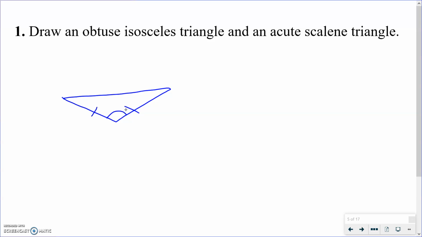Now I'm going to draw an acute scalene triangle. So I want 3 side lengths. Needs to be acute. And I'm just going to say, even though it looks like some of those sides might be the same, we'll label them to show that they're all 3 different lengths. And that these are all little acute angles, but they're all different. Okay.